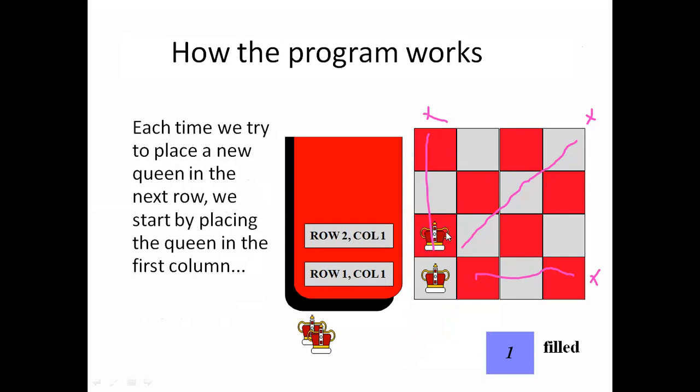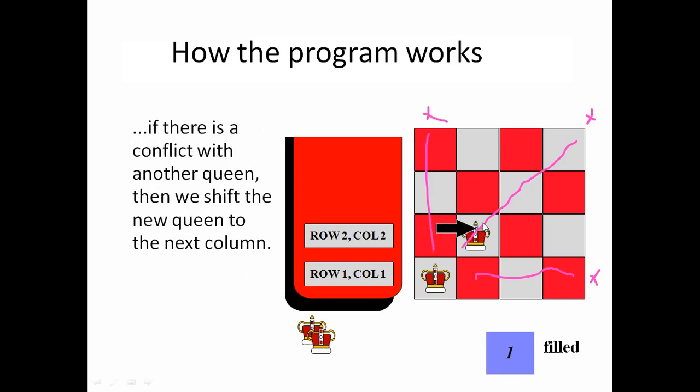Another condition: in each row or column, there is only one queen. Now we try to place a new queen in the next row. We start by placing the queen in the first column, that is row 2, column 1. As per the condition, the queen cannot be placed here.